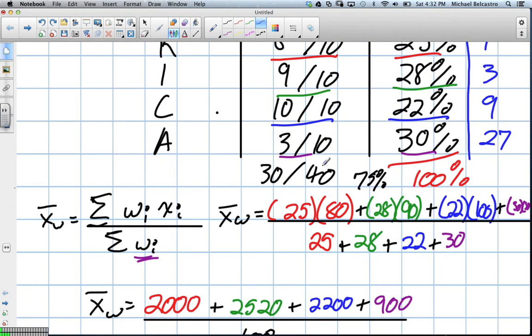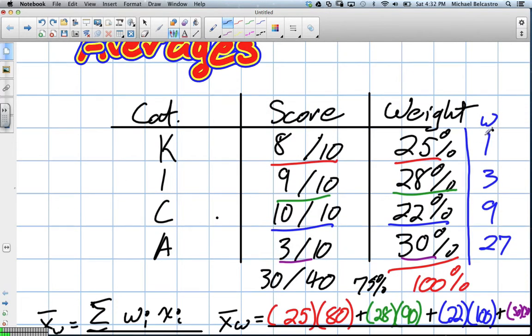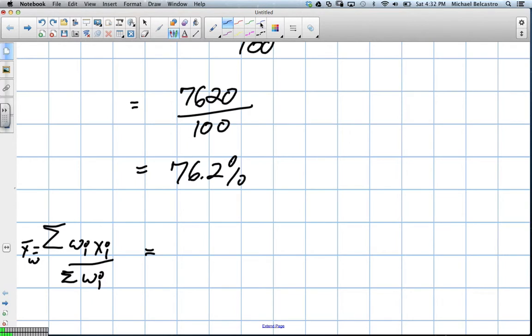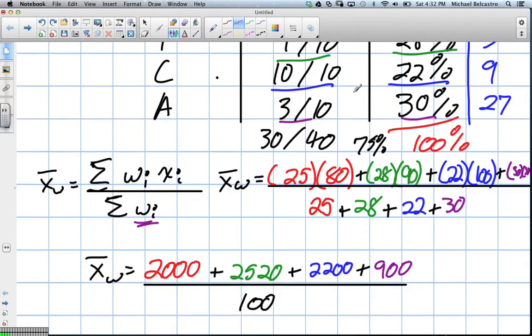Okay, so I want you to talk to me on how I would set up this formula again. So we know it's going to be the sum of the weights times the scores divided by the sum of the weights is equal to x bar weighted. So our first weight is a value of 1. Okay, so we have 1 times, and our first score was 80. Okay, just from my memory. Our second weight is 3. Our second score is 90.